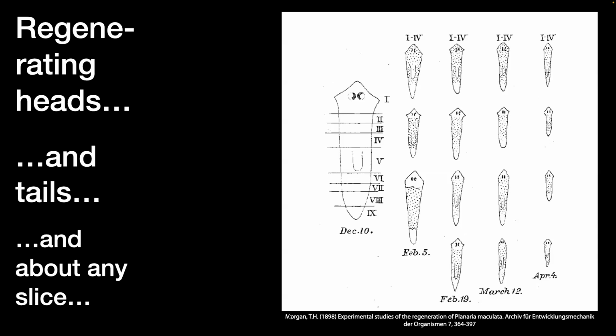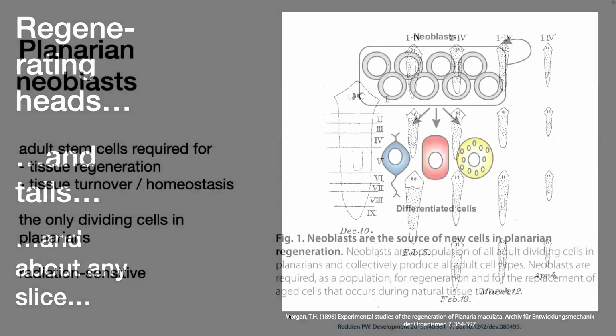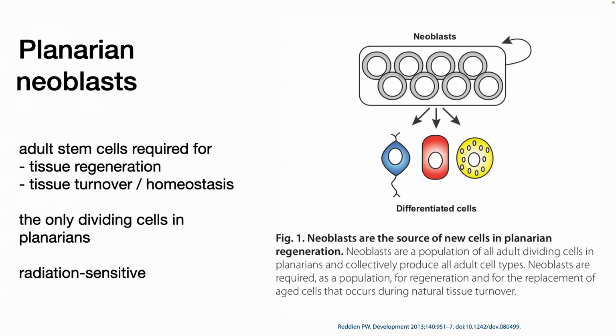So in the planarians, the stem cells that have gained the most attention are called neoblasts. They are adult stem cells which are required under normal conditions for tissue turnover or homeostasis, so that would replace lost differentiated cells that are wearing off under normal constraints. But famously, they're also key for tissue regeneration, for this enormous regenerative capacity that I've shown you in the previous slides. They are, grossly speaking, the only dividing cells in planarians.